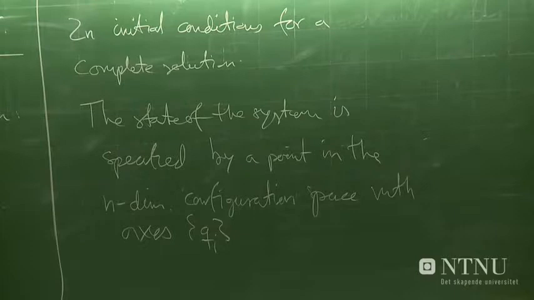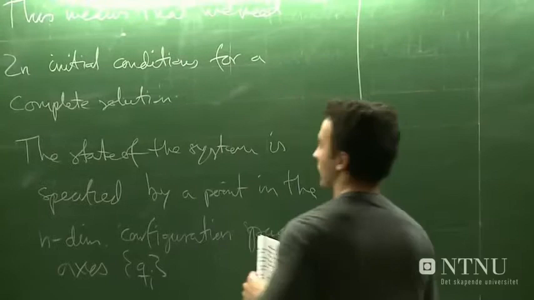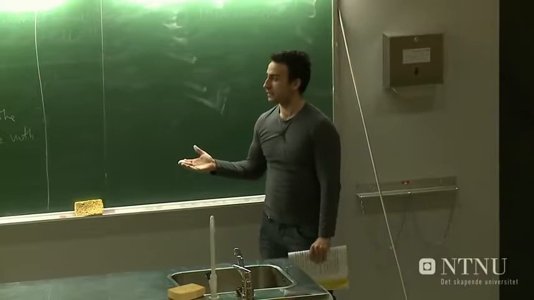So this configuration space is, for instance, the space that we imagined that the system could take a path through when moving from one point t1 to another point t2. So that's basically the Lagrange formalism in a nutshell. And we'll now see what the Hamilton formalism contains.